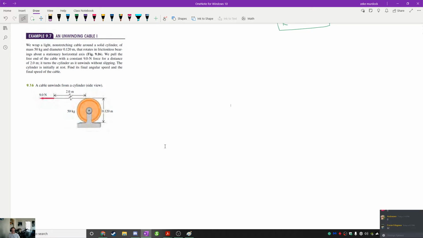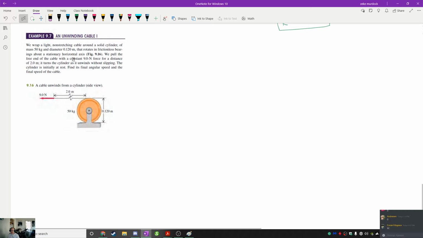It says, an unwinding cable. We wrap a light, non-stretching cable around a solid cylinder with a mass of 50 kilograms and a diameter of 0.12 meters. It rotates on frictionless bearings about a stationary horizontal axis. So here's the axis, and it's rotating about this.